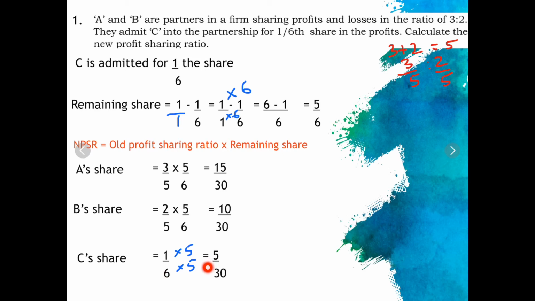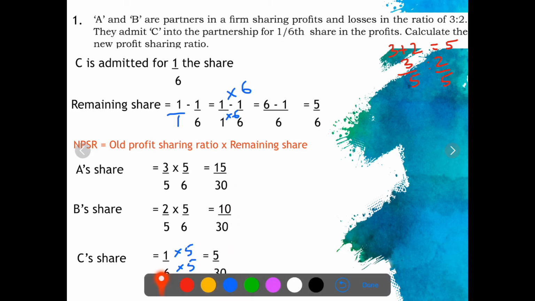Now we have got the new profit sharing ratio, that is 15 by 30, 10 by 30 and 5 by 30. So let us write it as new profit sharing ratio is equal to 15 by 30 is to 10 by 30 is to 5 by 30. Or I can write it as, since the denominators are same, I will strike off 30.